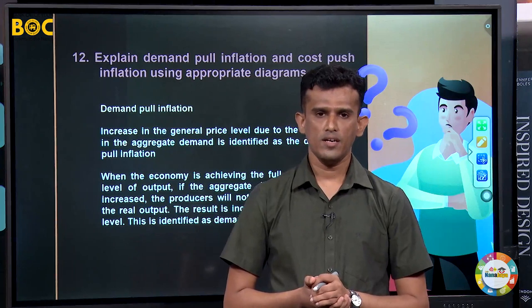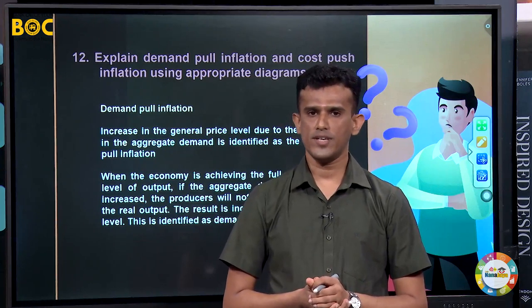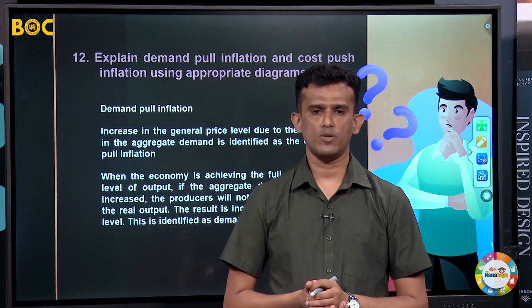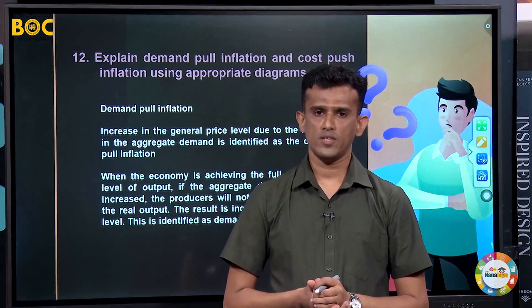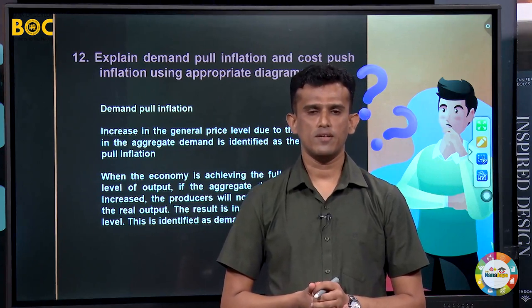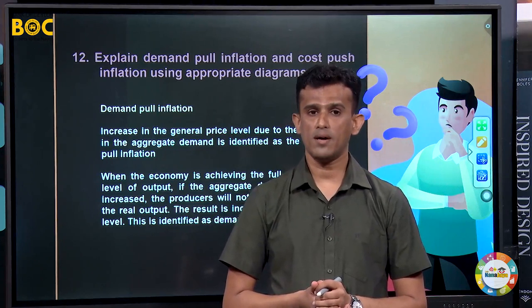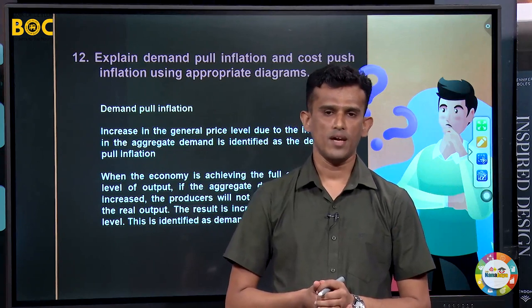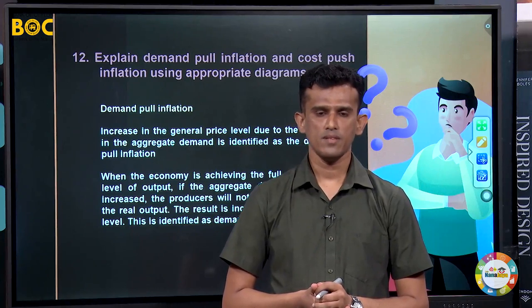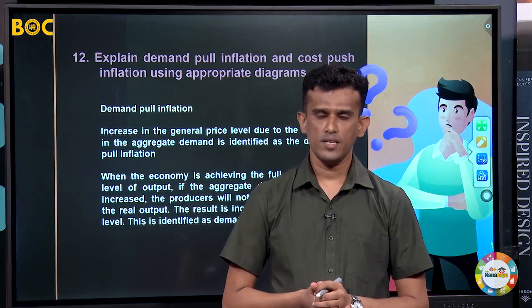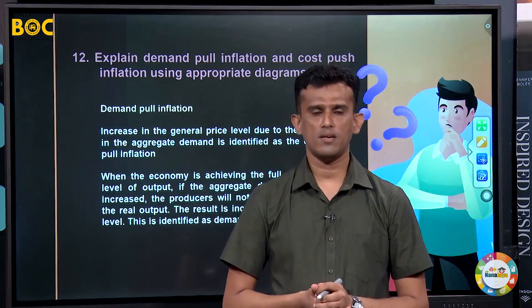We identify two reasons for this inflation. One is demand pull inflation, other one is cost push inflation. So, in this question, we are supposed to explain what is meant by the demand pull inflation and then what is meant by the cost push inflation. First of all, we will see what is meant by the demand pull inflation.